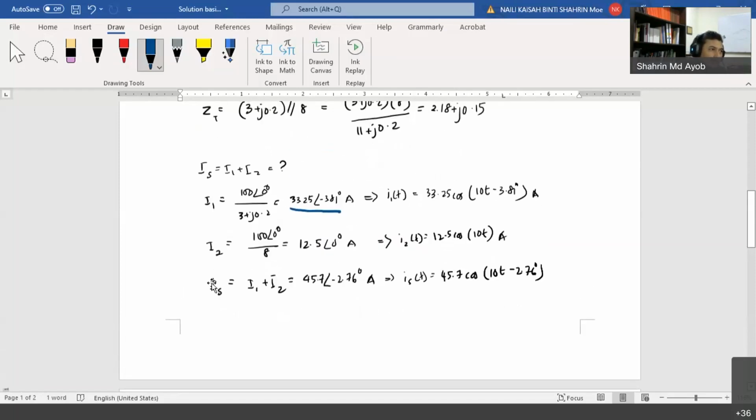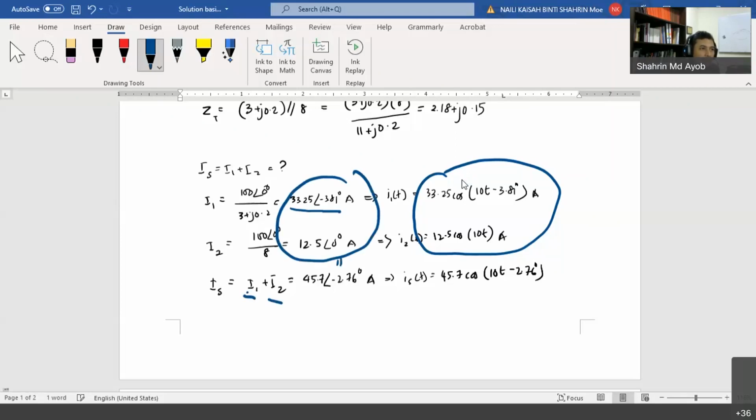IS is the summation of I1 and I2, so you sum up these phasor domain values. You need to sum up using phasor, not time domain. All the calculation must be in phasor domain. Do not add up using time domain, for example IS(t) using this formula, because it will be very complicated. All the summation, subtraction, division, or multiplication must be done in phasor domain. So you just sum up all this and you will get the answer. After you get the answer in phasor domain, then you convert into the time domain. So the time domain is 45.7 cos(10t minus 2.76 degrees).